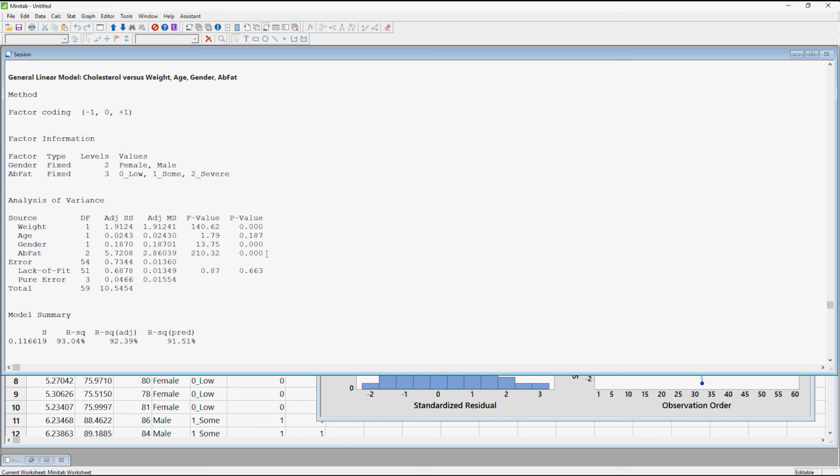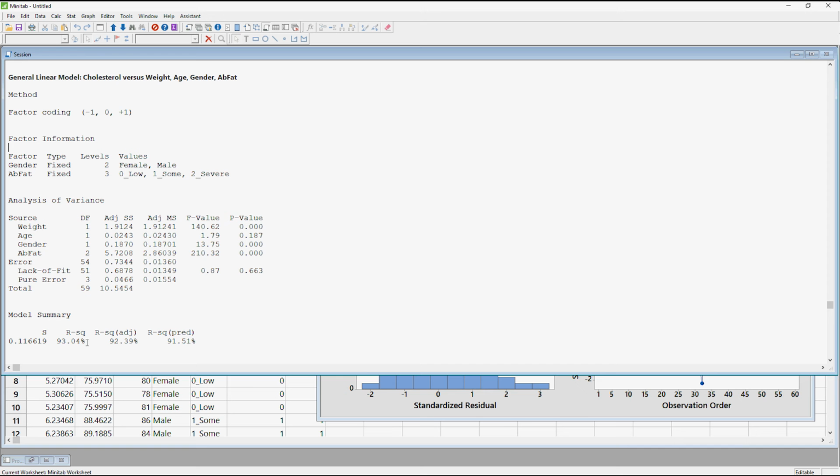So the null hypothesis for gender would be that there is no difference between the genders once these other variables have been adjusted for. And the null hypothesis for ab fat would be that there is no difference in cholesterol for the different categories of abdominal fat once the other variables have been adjusted for. And we can see here that both of them are significant.